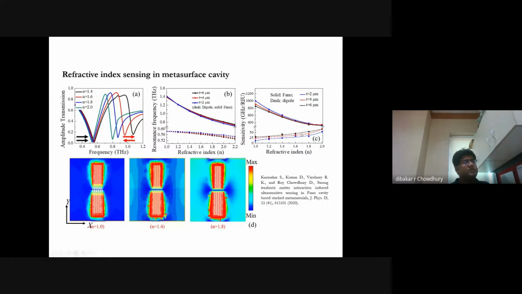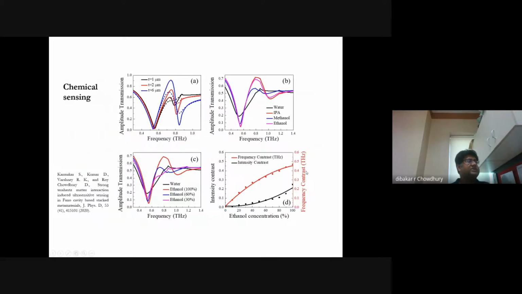Of course, we found that 2 micrometer is the most optimum point. Beyond that, the distance increases, so the interaction between the resonators also reduces. So the field confinement is not as strong as it is in the case of 2 micrometer. There we hit almost 1 terahertz per refractive index unit sensing.